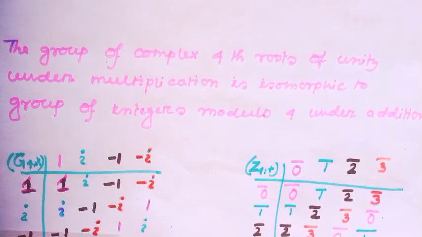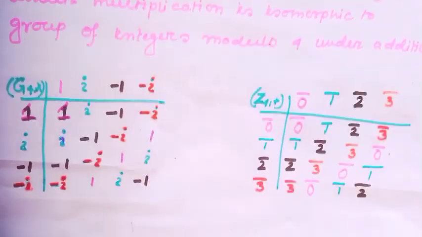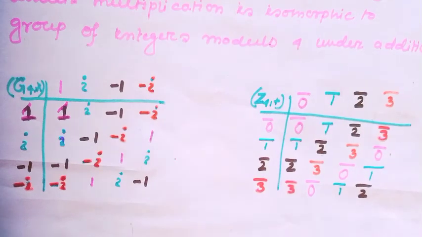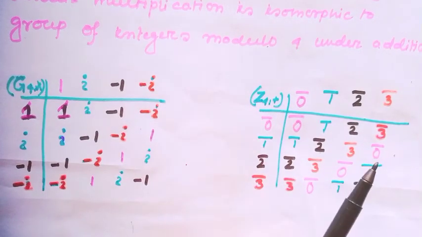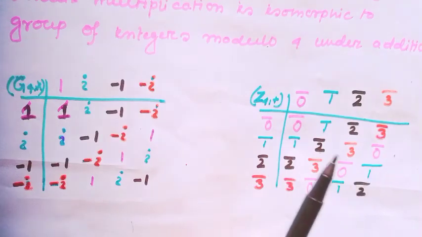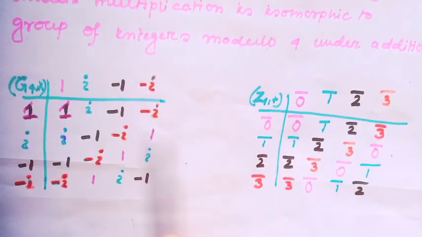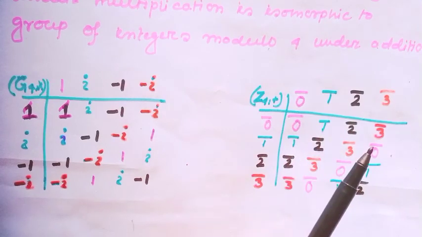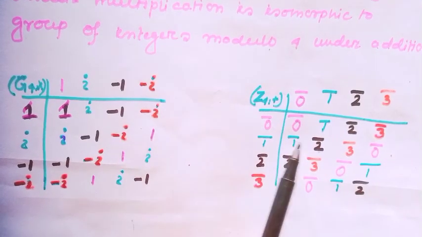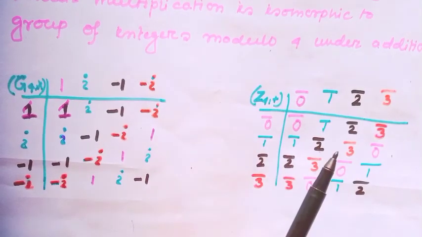Now let's see one more example. The group of complex fourth roots of unity under multiplication, which is isomorphic to the group of integers modulo 4 under addition. This is the Cayley table. We all know all structures are the same by Cayley table, only the elements are different. Here the elements match to the table according to colors. So they are isomorphic to each other because their Cayley tables are the same.